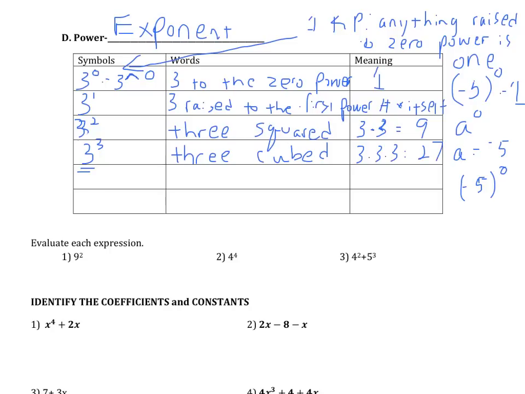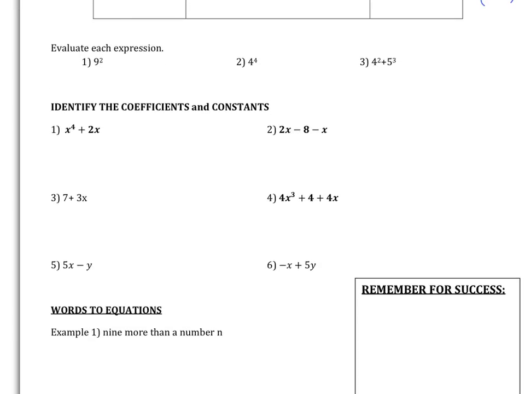All right, let's go down here. Go ahead and evaluate each of these expressions. Hit pause now, evaluate each of these expressions. When you're done, unpause it, check your work with mine. By now you should have these done. So this would be 9 times 9, which is equal to 81. Make sure you show the 9 times 9. This one would be 4 times 4 times 4 times 4, and when you do that, you get 256.